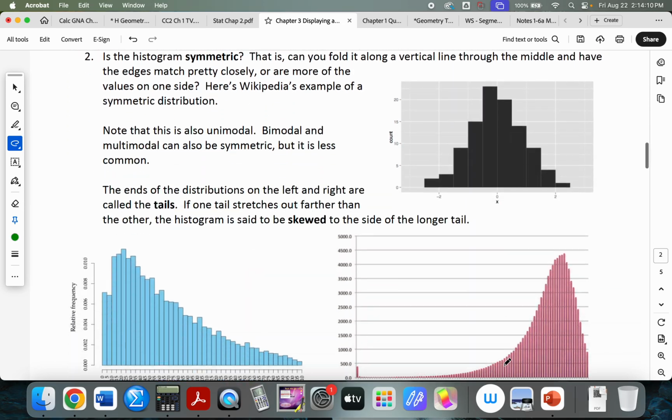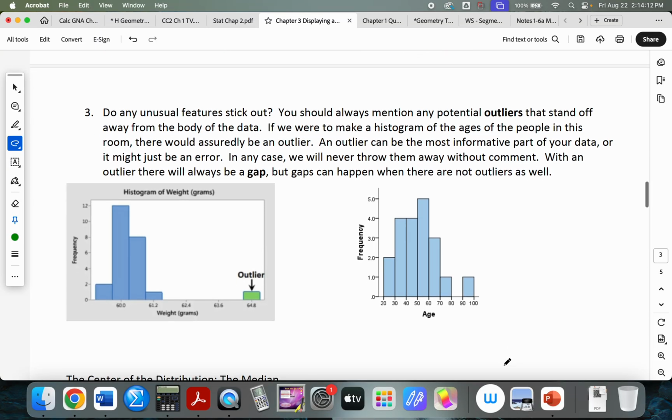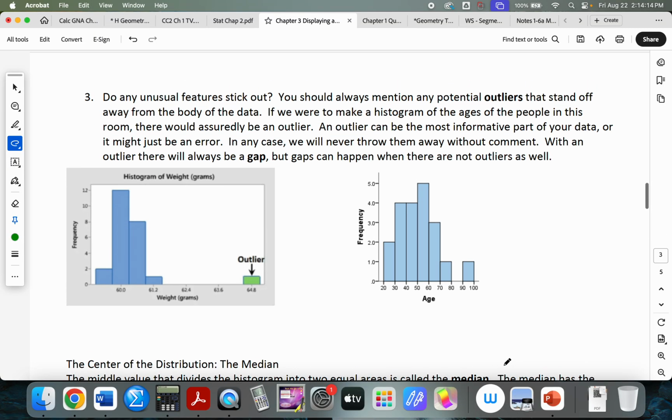All right. Let's do a little bit of this page so that we can finish up the shape. Are there any unusual features? Does something stand out to you? So you should always mention any potential outliers.